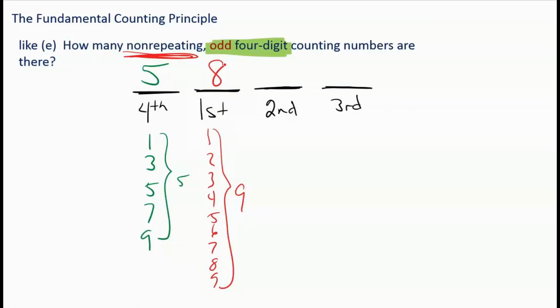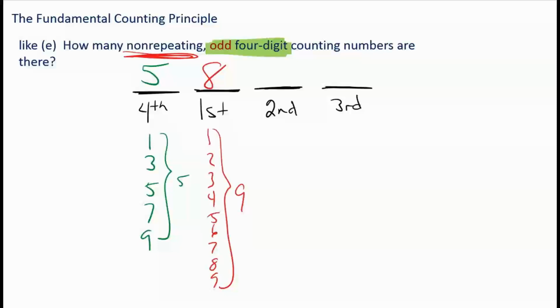Uh-oh, I forgot something. Is that right? You know what I forgot to do? Do you see it? Oh, yeah, no, it's right, it's right. I thought I forgot 0. I didn't forget 0. 0 can't be the first number. We're good, okay?